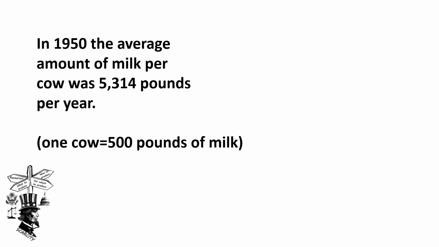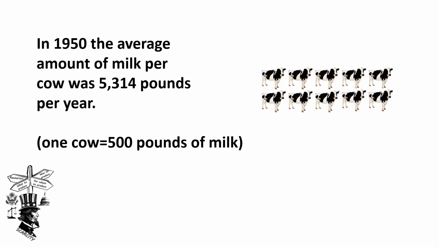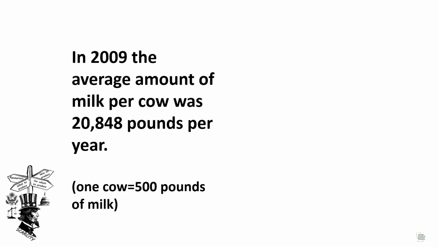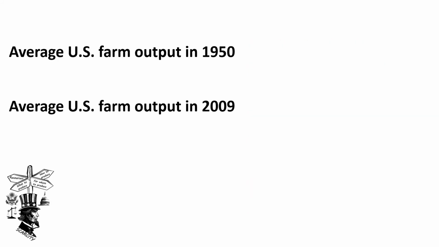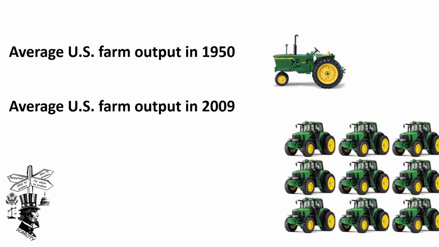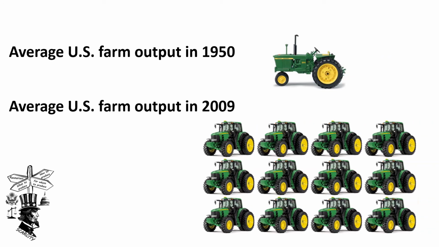1950, average amount of milk per cow, 5,314 pounds per year, and one cow would produce 500 pounds of milk. In 2009, almost 21,000 pounds per year. Okay, so think about, again, cows, we were able to figure out how to do it better. In 1950, the average farm output, represented by this very slow John Deere tractor. In 2009, to give you an idea, represented by that. That's actually a cool looking tractor if you're into tractors.